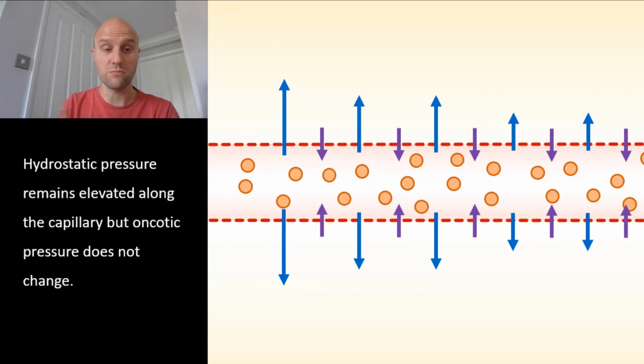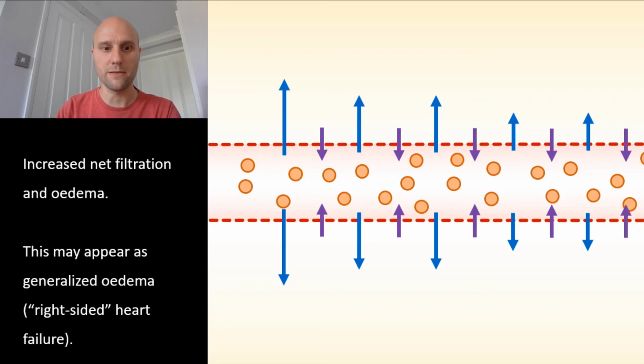You still have the oncotic pressure trying to draw it back in, but it's overwhelmed by the extra pressure that exists throughout the capillary bed. And again, this increased net filtration will present as edema. Now, if that is because you have, say, an issue with the right side of your heart, it's not pumping effectively, not shifting the blood from the systemic circulation through the lungs effectively, that might present as generalised edema, similar to what we just saw in the previous picture with those edematous legs.